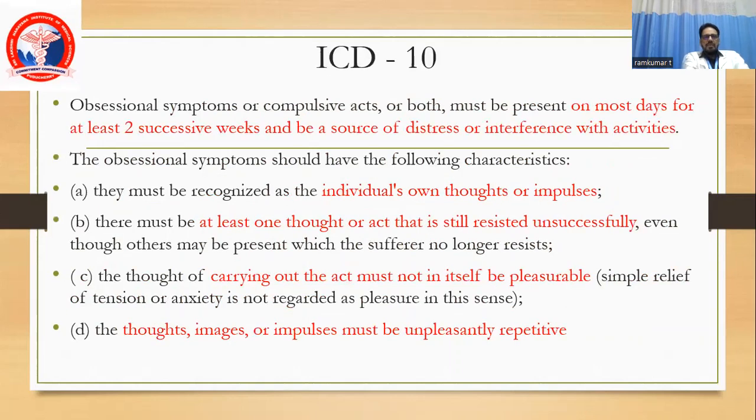ICD-10: obsessional symptoms or compulsive acts or both must be present for at least 2 successive weeks and be a source of distress or interference with functioning. The obsessional symptoms must have the following characteristics. A, they must be recognized as the individual's own thoughts or impulses. B, there must be at least one thought or act that is still resisted unsuccessfully, even though others may be present which the sufferer no longer resists. C, the thought of carrying out the act must not in itself be pleasurable. For example, simple relief of tension or anxiety is not regarded as pleasure in this sense. D, the thoughts, images, or impulses must be unpleasantly repetitive.